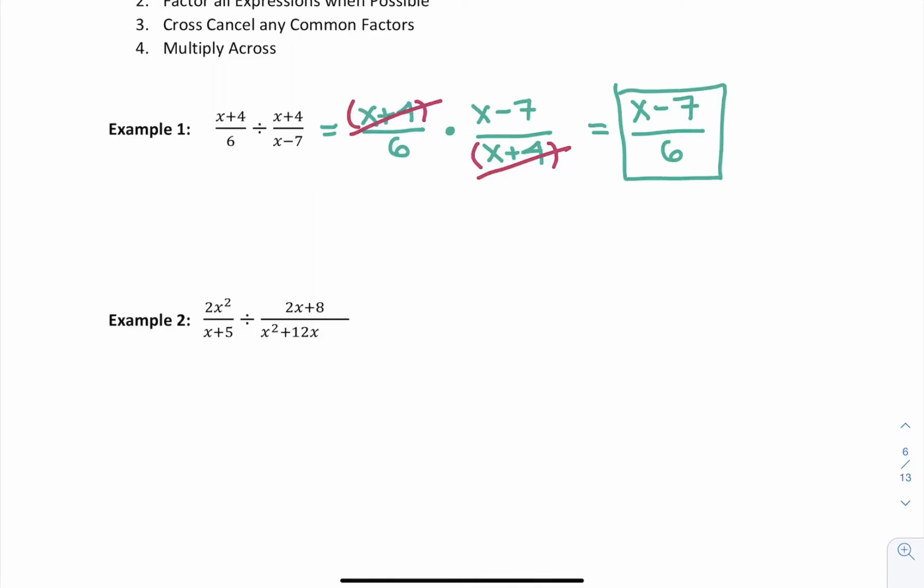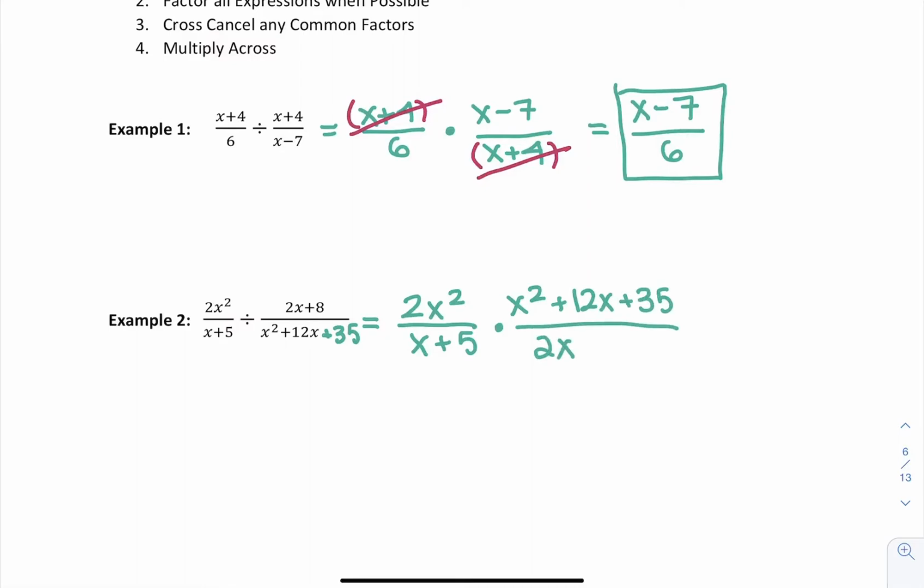Let's try this second example. So we're going to keep the first fraction the same, change from division to multiplication, and flip the second fraction. And right here we're missing a plus 35, so add that in. Now in this step, we can factor as much as possible. So our first part, we can't really factor the 2x squared over x plus 5. But now we can factor this second part by saying what multiplies to 35 and adds to 12. So that's going to give us an x plus 5 and an x plus 7.